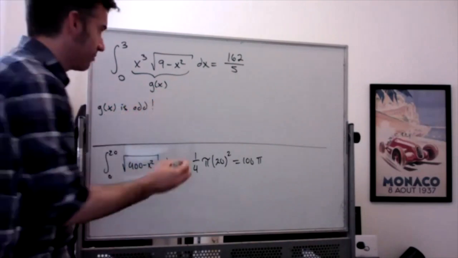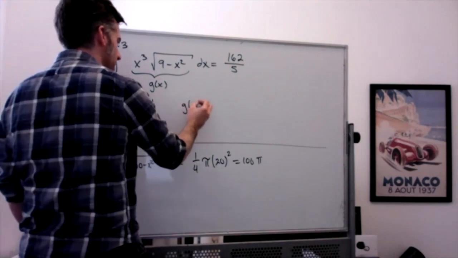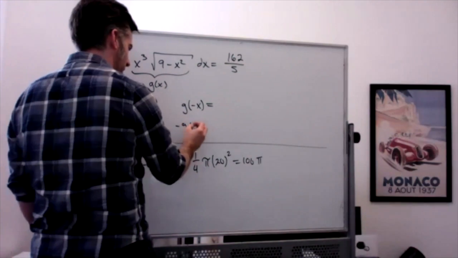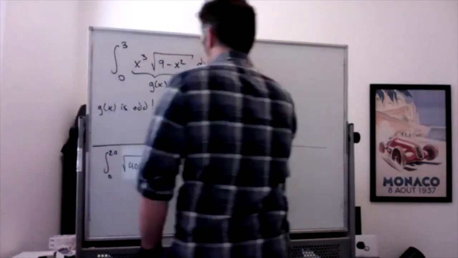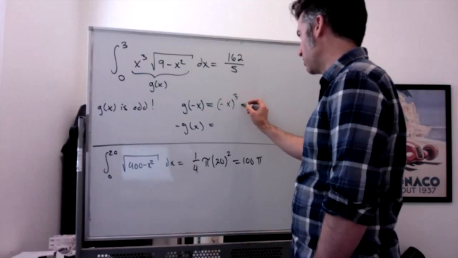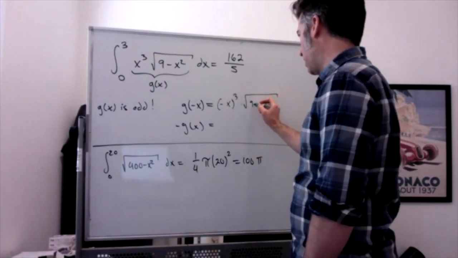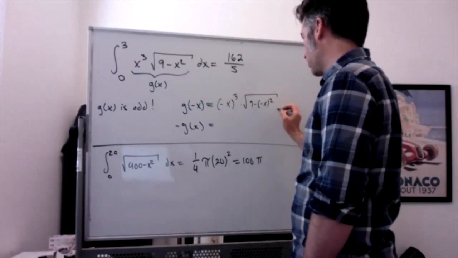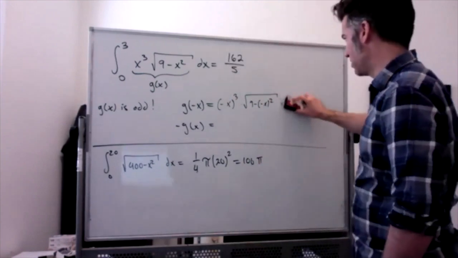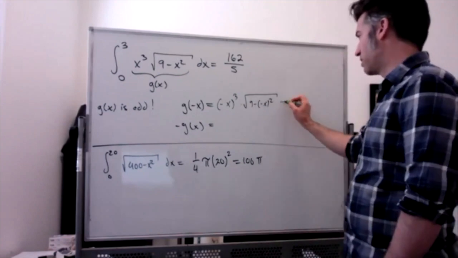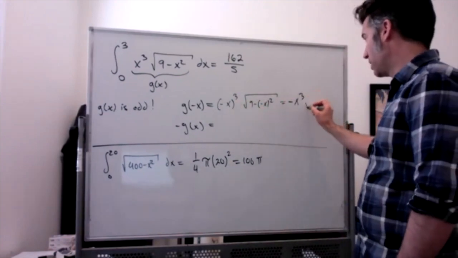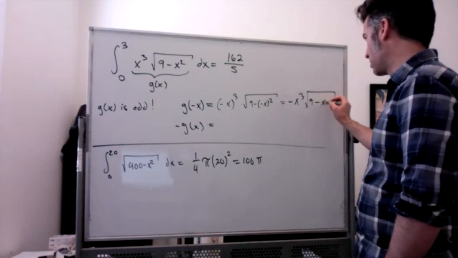Let's check that. If we look at g of negative x, that's going to be a thing. And let's look at negative g of x. So g of negative x is negative x quantity cubed times the square root of 9 minus negative x squared. Now I'm not integrating that, just simplifying it. So that's going to be negative thing cubed is still negative times the square root of 9 minus x squared.